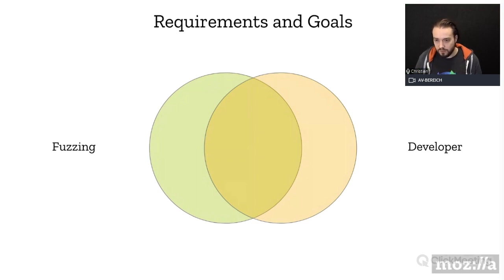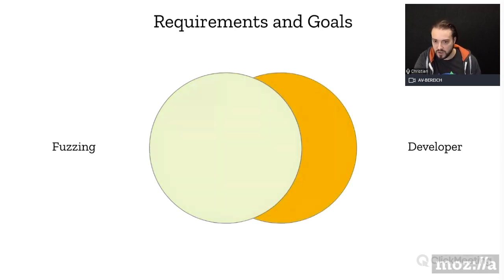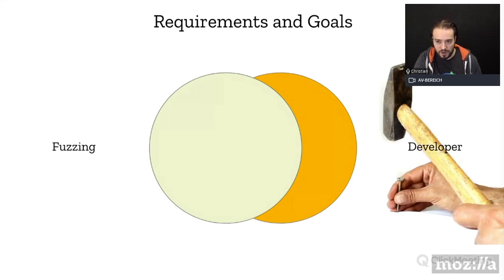And of course, you have this common goal. You want to make the software better, but there are always some things that the developer wants or expects that fuzzing cannot give you, this orange part here. And I guess we all know this: when you have a hammer, everything looks like a nail. And in fuzzing, this is also very common. If developers get enthusiastic about fuzzing, they might expect things from fuzzing that fuzzing cannot deliver.